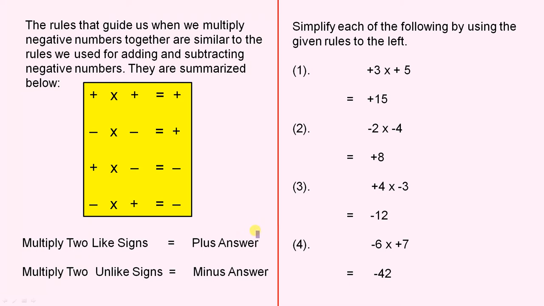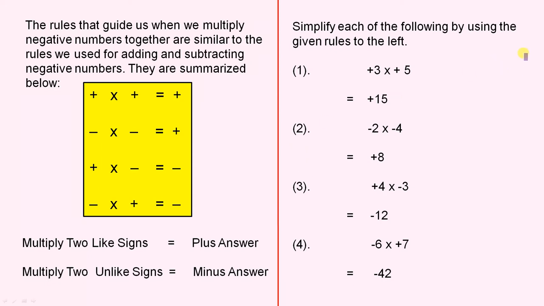We can summarize this briefly by saying that when we multiply two like signs together, we have a plus answer. Two like signs give us a plus. And if you multiply two unlike signs together, you get a minus answer, as in the last two.